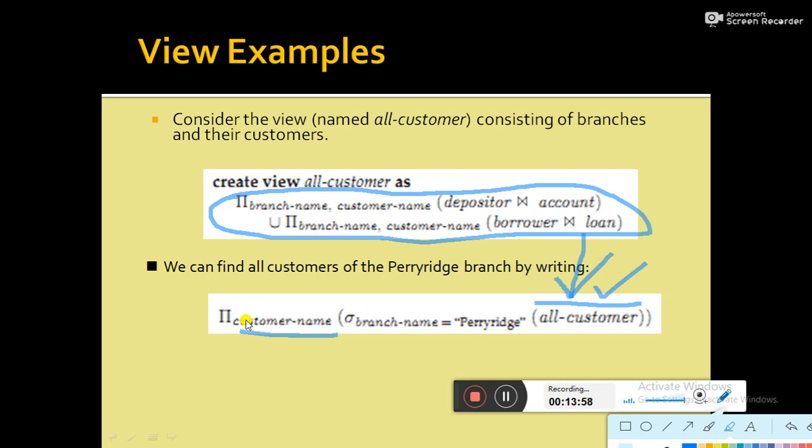Thereon we are only selecting the customer name. A very important point is that whenever we create a view, it does not mean that the view contains the corresponding information or the corresponding tuples. Rather, when you create a view, the DBMS stores the definition of the view. It stores the expression, the relational algebra expression which defines the view, rather than storing the actual records. And whenever the view name is encountered in the relational algebra query, the query processor replaces the view name with the definition of the view. That is how a view works.